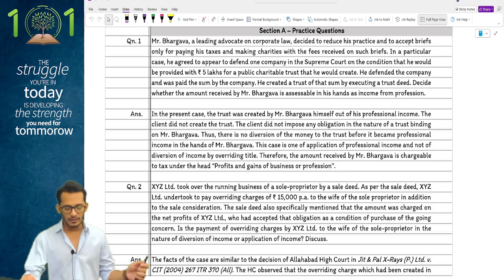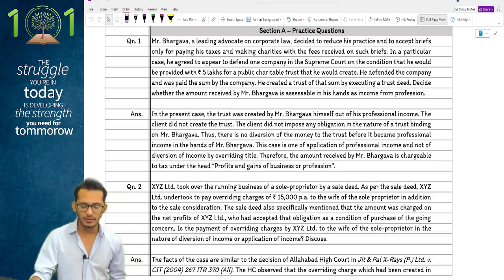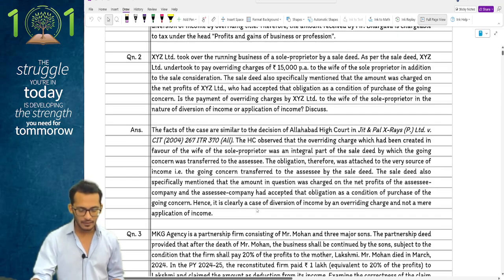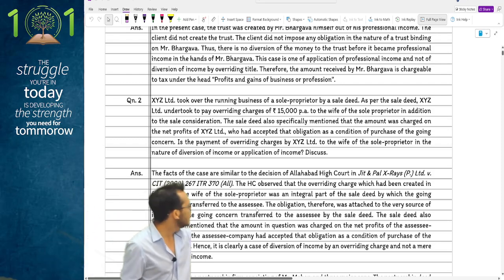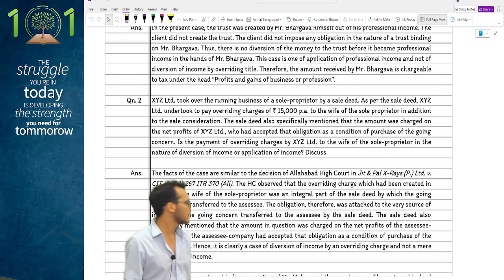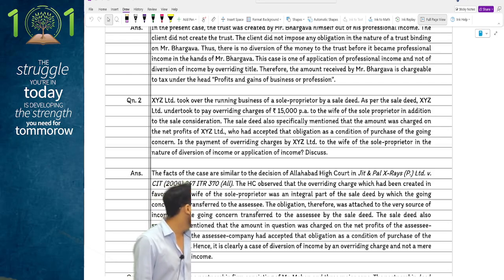Clear? Look at it. It says the facts of the case are similar to the decision of Allahabad High Court in the case of Jit and Pal X-Rays Limited versus CIT. How does it read? It was heard in 2004, volume number 267, Income Tax Reference, page number 370, passed by Allahabad High Court.